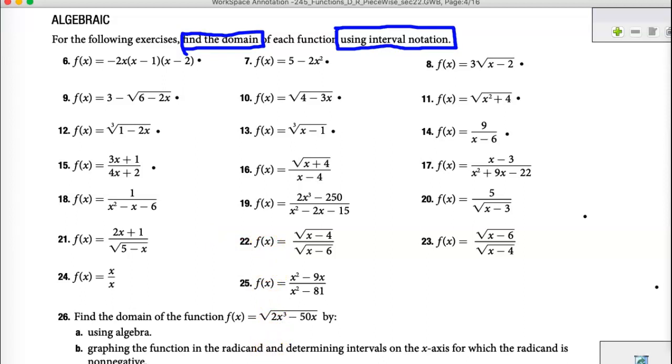So the first half of this section, well, it's not even a first half, it's like a third, is understanding the concept of domain and range, and being able to find the domain and range from a given function or a given equation.